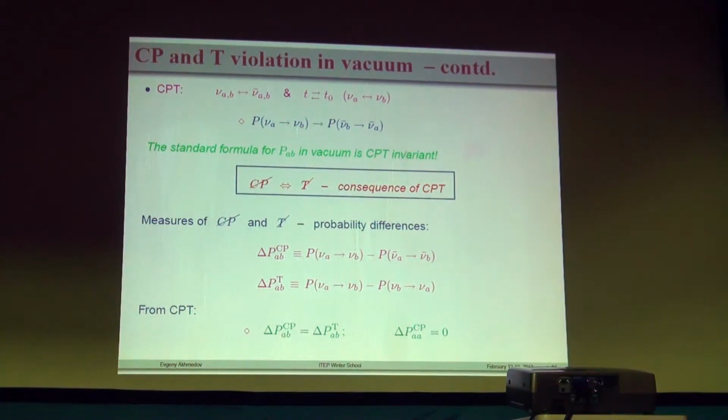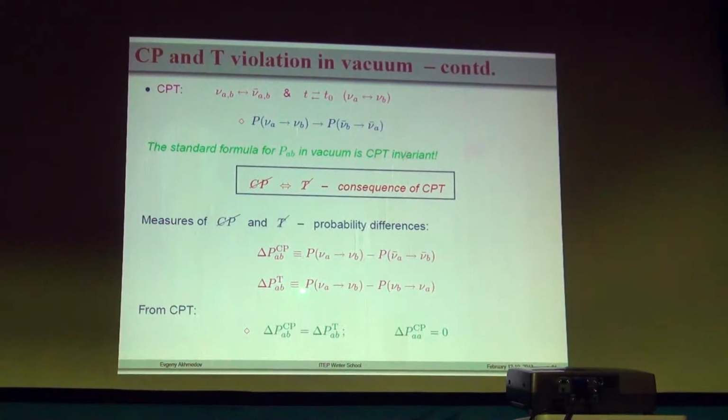Now, how could we in principle experimentally probe CP violation or T violation? Ideally, what we would like to have is to measure the probability of nu A oscillating into nu B and the probability of nu A bar oscillating into nu B bar and take the difference. If the difference is not zero, then we have some effect of CP violation.